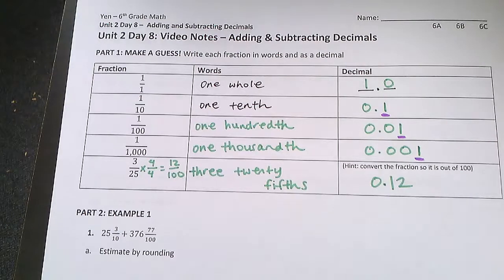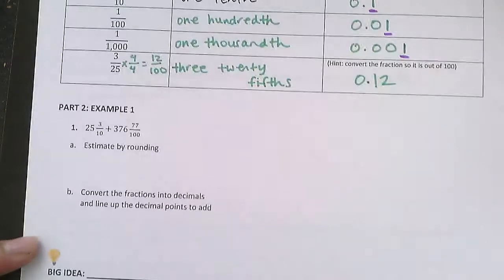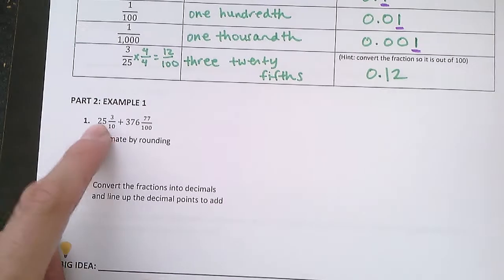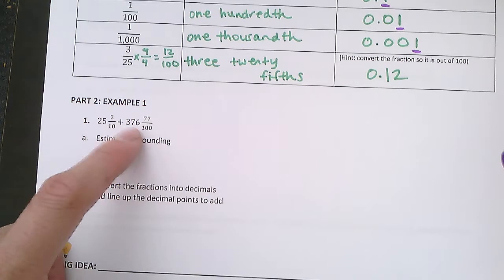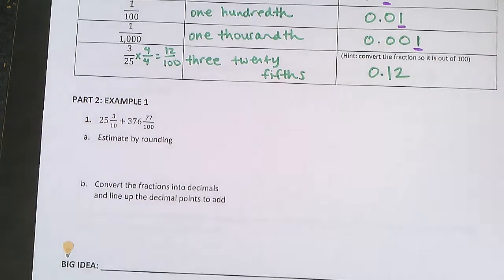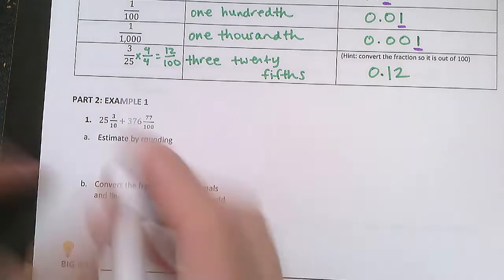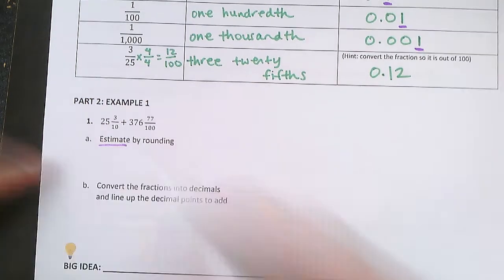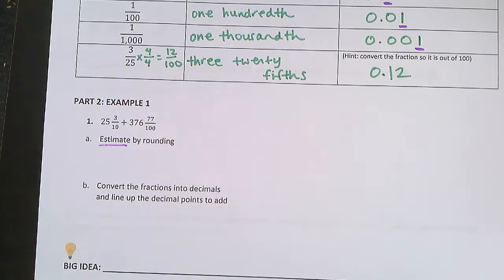Now with that in mind, let's look at example 1. We are going to add 25 and 3/10 plus 376 and 77/100ths. Before we start adding the fractions or the decimals, I want us to just make an estimate by rounding. The reason we're going to make an estimate is so that we can have an idea of around what number our answer is going to be.